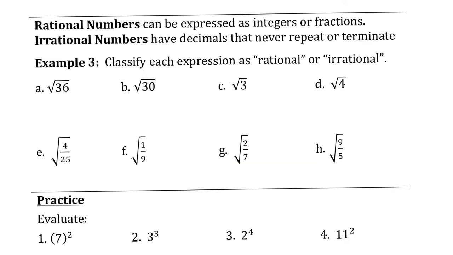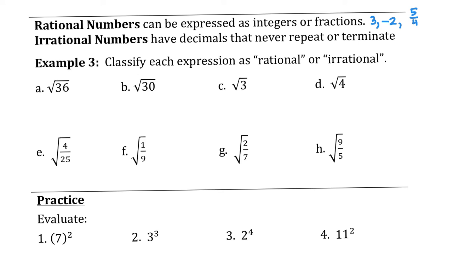Okay, the last thing we're going to introduce is the vocabulary of rational number and irrational number. Rational numbers can be expressed as integers. An integer is a whole number, but it could be positive or negative. So it could be like 3 or -2, or it could be a fraction like 5/4. All those are rational, and it comes from the word ratio, which means fraction.